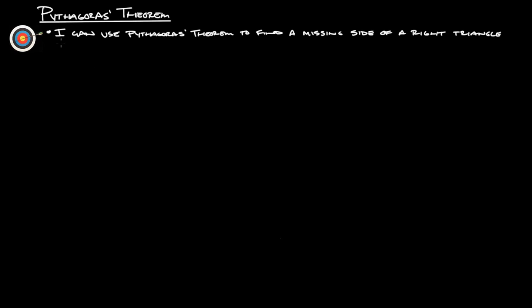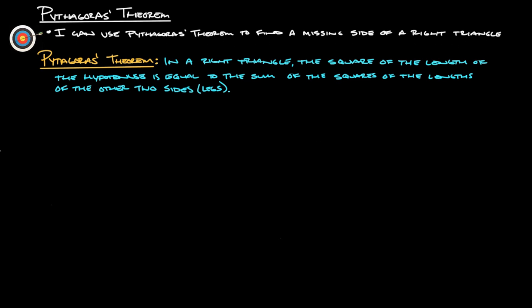Okay, at the end of this, you should be able to say, I can use Pythagoras' theorem to find a missing side of a right triangle. First off, Pythagoras' theorem is, in a right triangle, the square of the length of the hypotenuse is equal to the sum of the squares of the lengths of the other two sides, which are also referred to as the legs. Okay, so you know this as a squared plus b squared equals c squared, right?